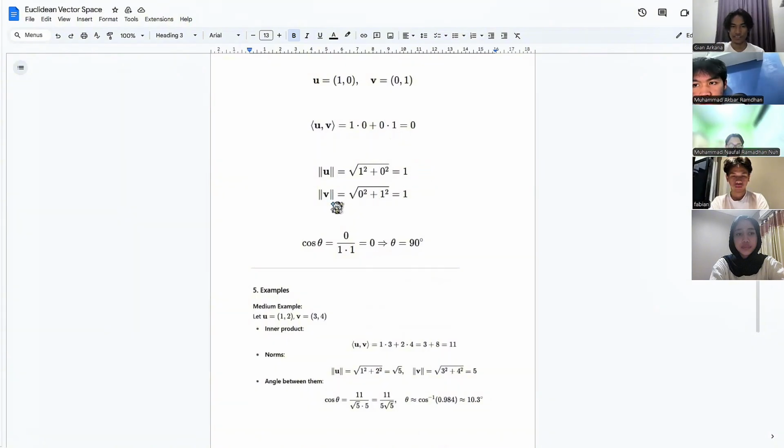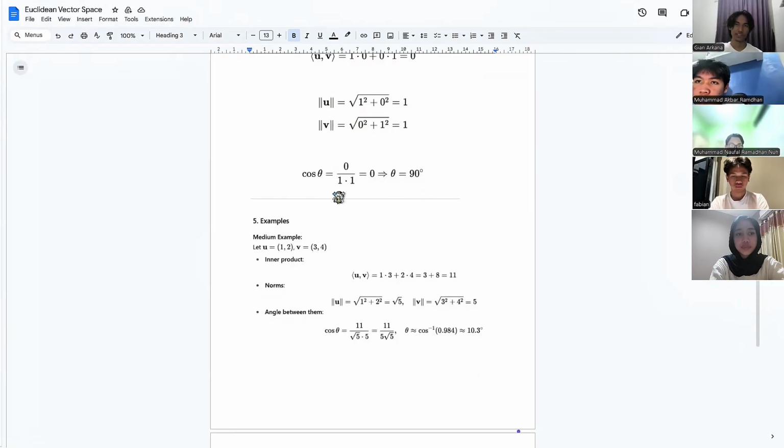For vector v, we have the same process. The first member is 0, we square it and add it with the square of the second member, which is 1. So 0 plus 1. Then we have the length, which is the square root of 1, which is 1.